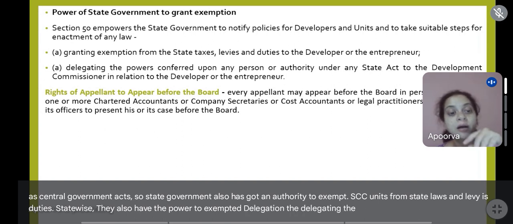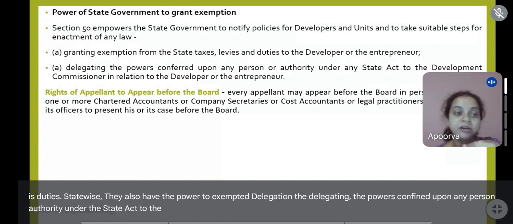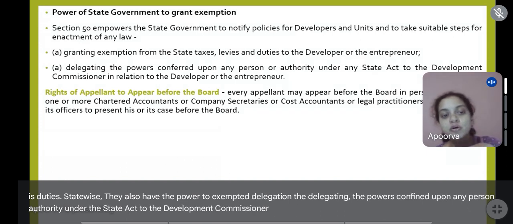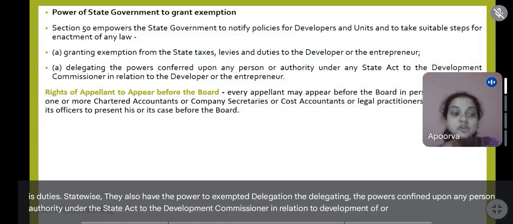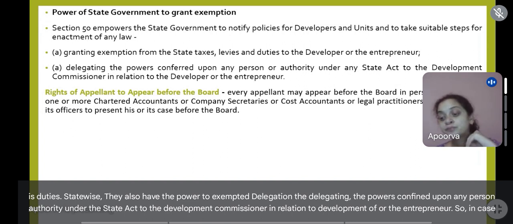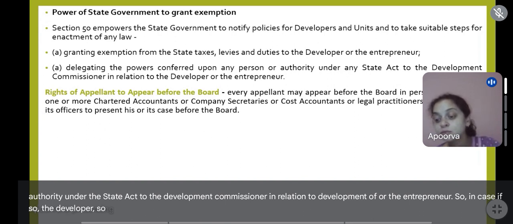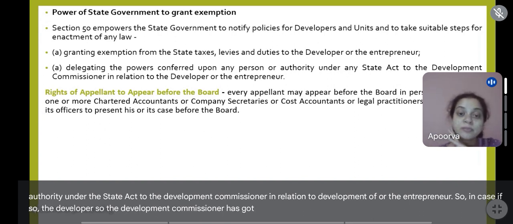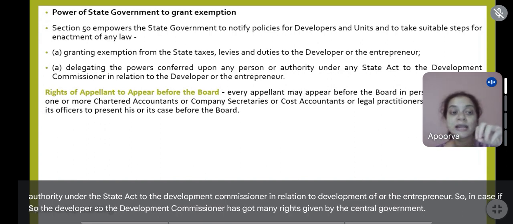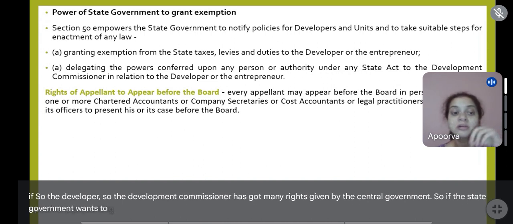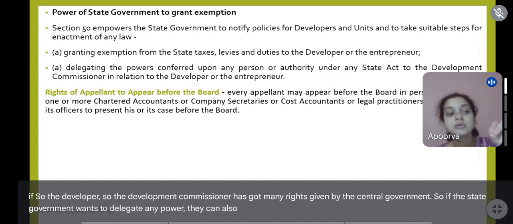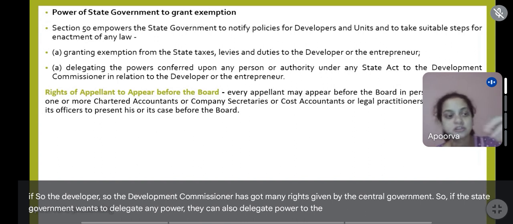Delegating the powers conferred upon any person or authority under the State Act to the Development Commissioner in relation to the development or the entrepreneur. So, in case the Development Commissioner has got many rights given by the central government, if the state government wants to delegate any power, they can also delegate power to the Development Commissioner.